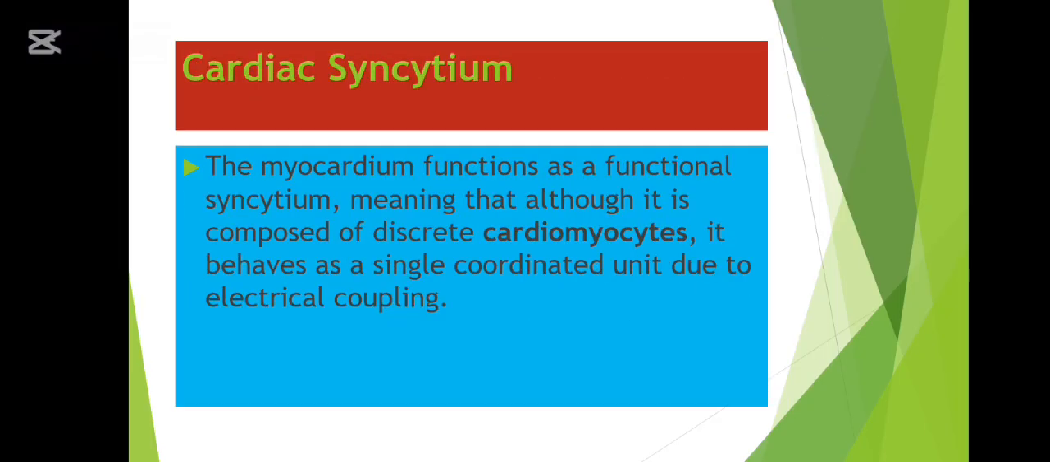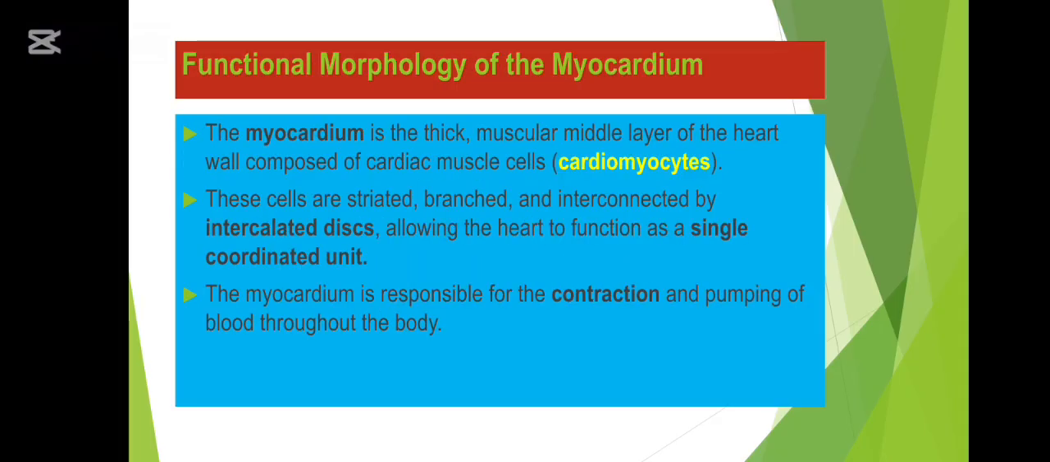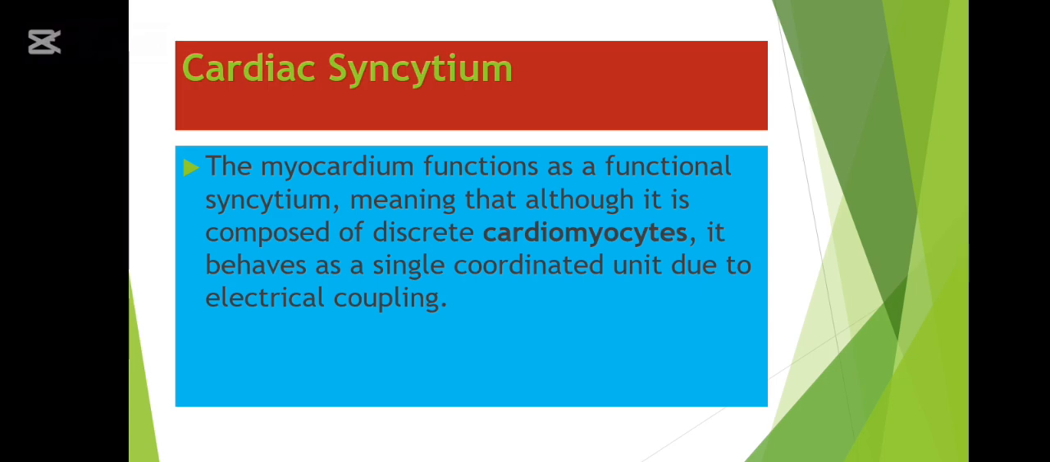So when you look at the cardiac syncytium, because we've looked at the functional morphology of the cardiomyocyte, questions are going to come as we go on. The myocardium functions as a functional syncytium, meaning that although it is made up of different cardiomyocytes, they are connected together and behave as a single coordinated unit due to electrical coupling. When an electrical impulse comes, it behaves as a single electrical unit. Why? Because it is connected.